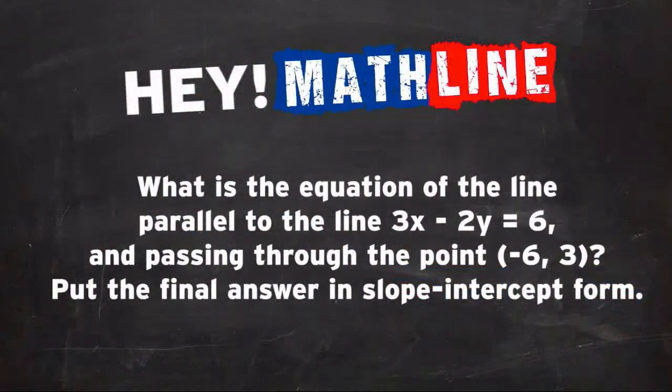Hey, Ernie, I am Zane from West High School in Knoxville, Tennessee. I have an interesting math problem for you. What is the equation of the line parallel to the line 3x minus 2y equals 6 and passing through the point negative 6 and 3? Oh wait, put the final answer in slope-intercept form. Oh my goodness, Zane, you got a lot going on here.